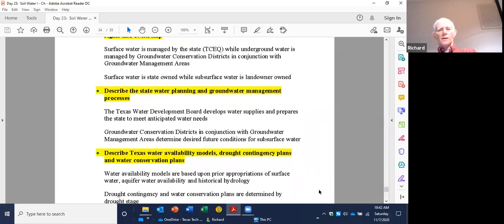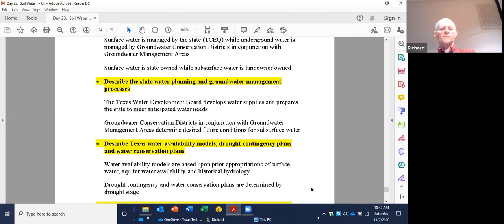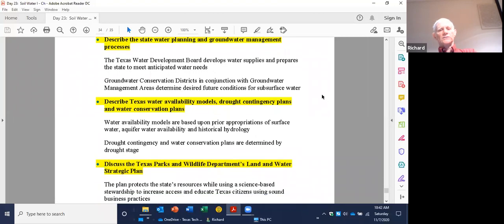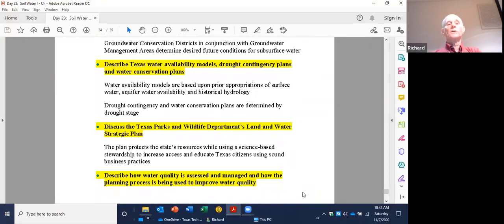Describe the Texas water availability model, drought contingency plans, and water conservation plans. Water availability models are based on prior appropriations of surface water, aquifer water availability, and historic hydrology. Drought contingency and water conservation plans are determined by the drought strip. Discuss the Texas Parks and Wildlife Department Land and Water Strategic Plan. The plan protects the state water resources while using a science-based stewardship to increase access and educate Texas citizens using sound business practices.